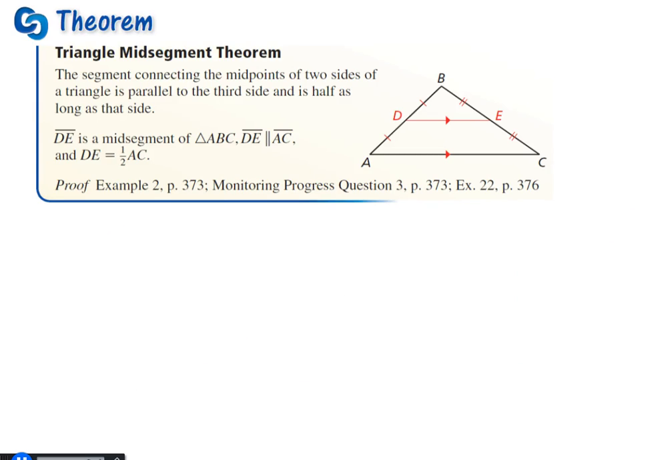So all of this is an exploration of this triangle midsegment theorem. And the triangle midsegment theorem tells us 2 important things. One is that the midsegment is parallel to the opposite side. So DE is parallel to AC. And then also DE is half as long as AC. So if AC is X, DE would be half of X.